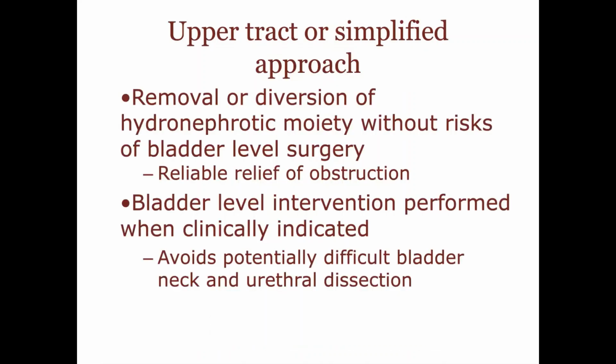Next slide. So the upper tract or simplified approach is removal or diversion of the hydronephrotic moiety without risk of bladder level surgery. And it reliably relieves obstruction. Obviously, if you remove the upper pole moiety, then it's not obstructed anymore. And then you defer bladder level intervention to a later time as needed. The proponents of the upper tract approach say it avoids the potentially difficult bladder neck surgery. So if you think back to the kid that I showed with the sphincteric ureterocele, if in that situation you could remove the upper pole and decompress it and they didn't have reflux, then you've avoided operating and perhaps causing some iatrogenic injury to the bladder neck.